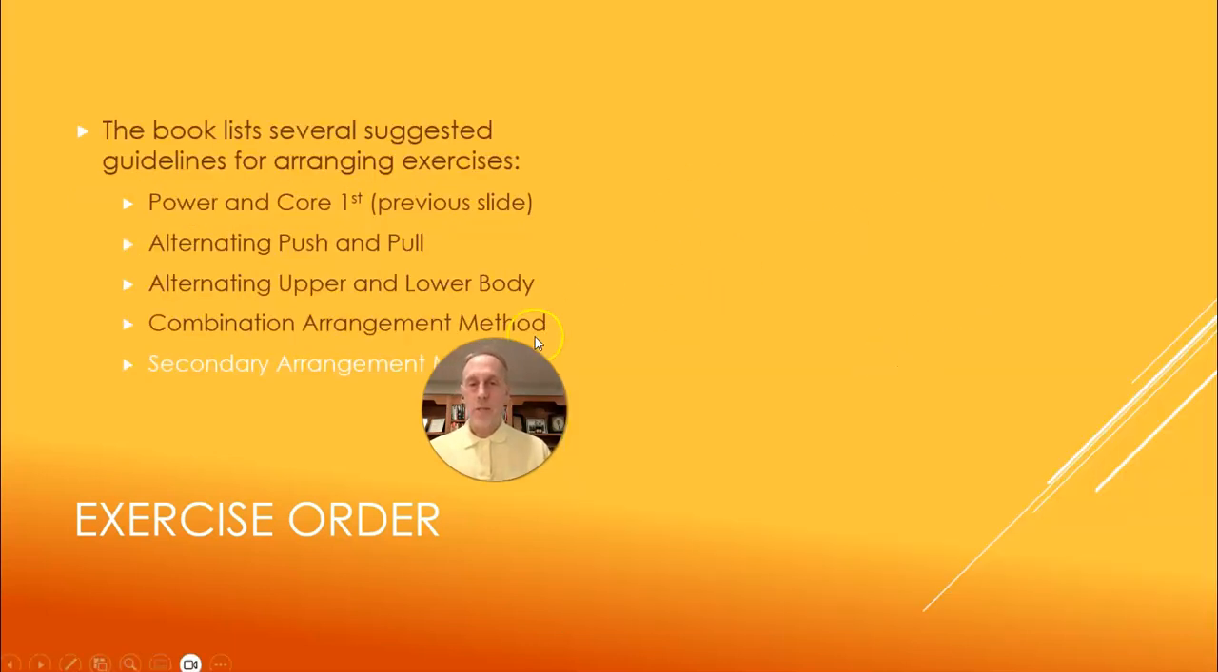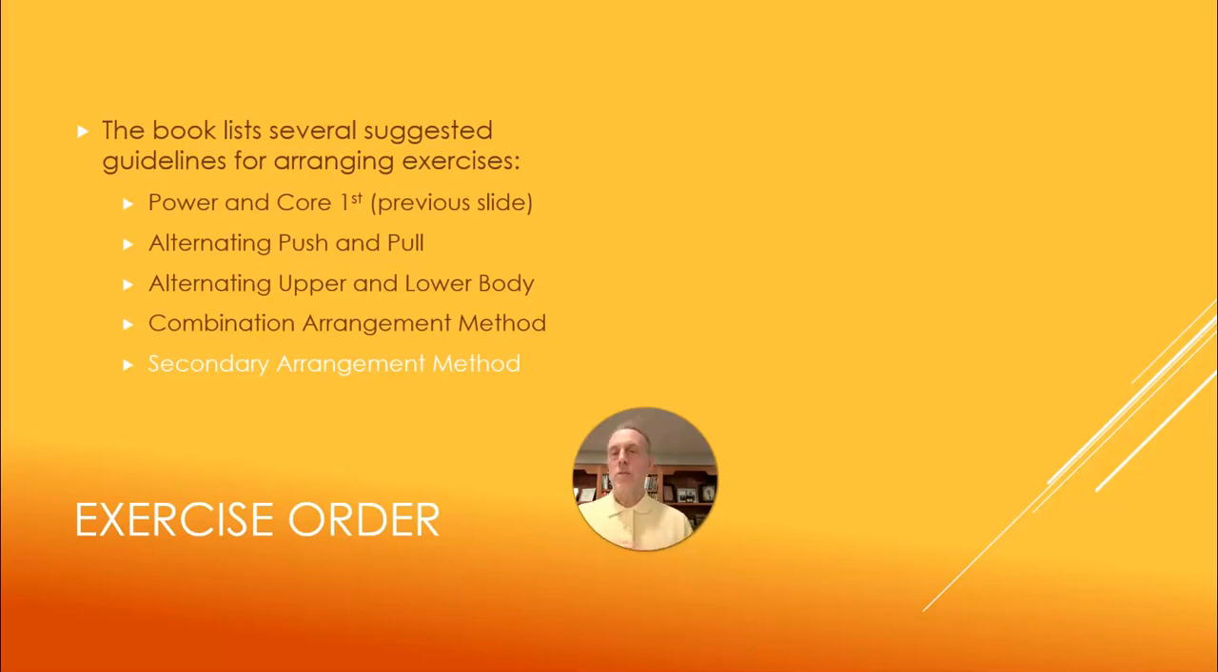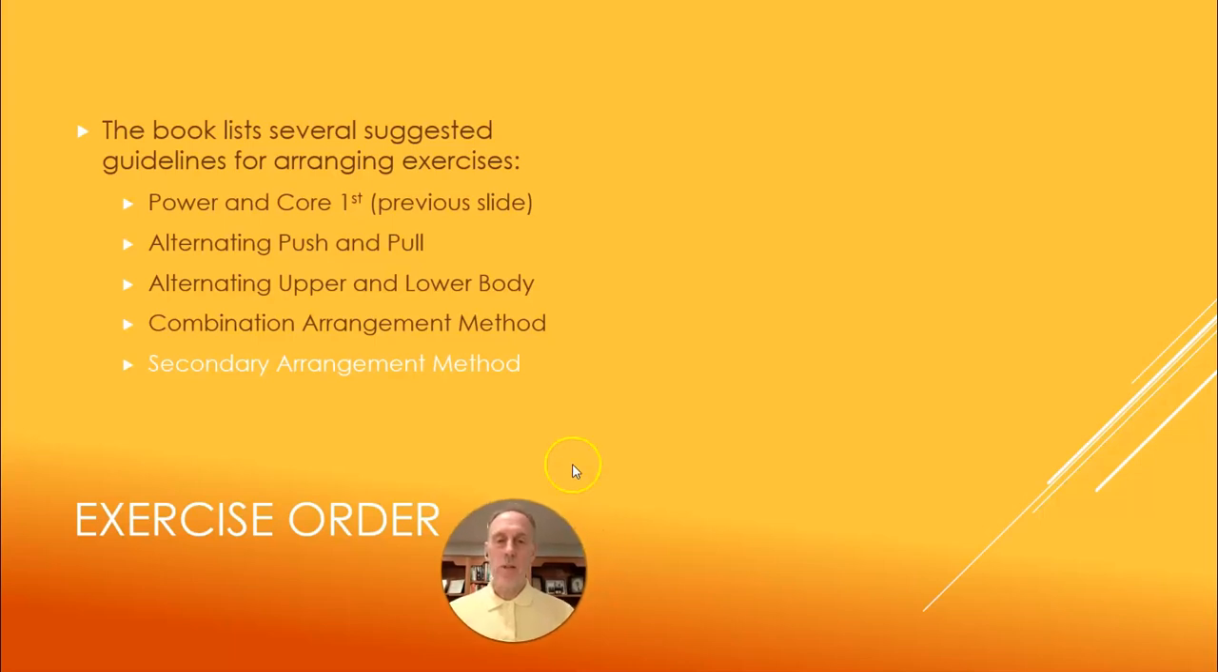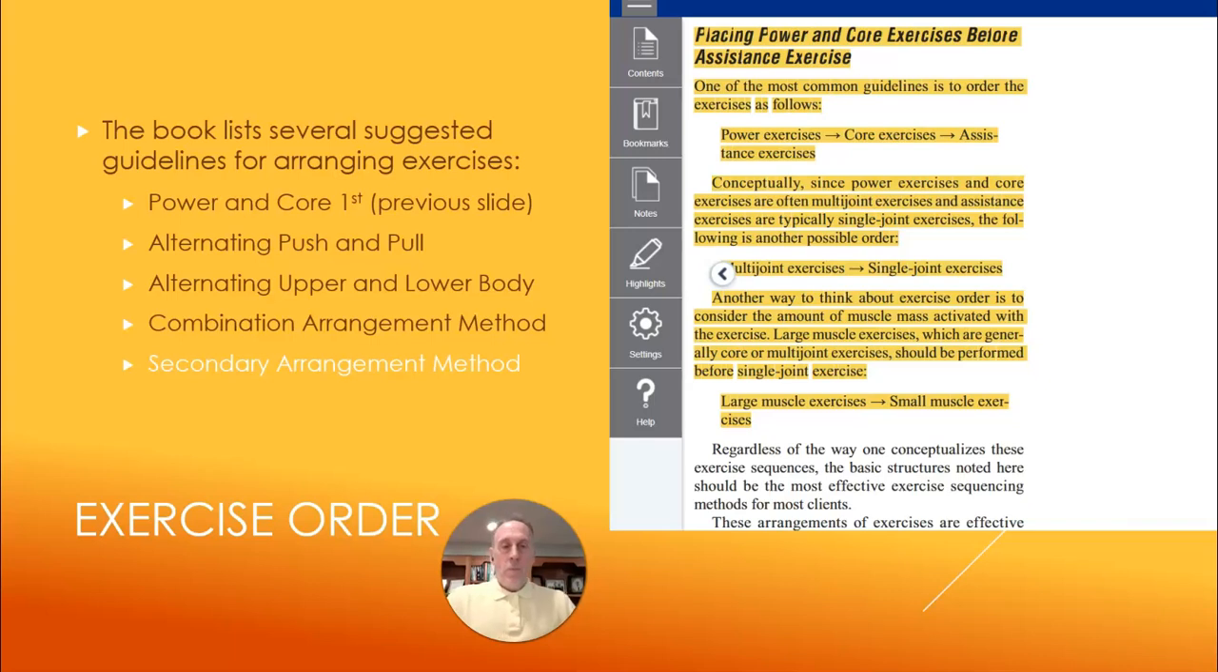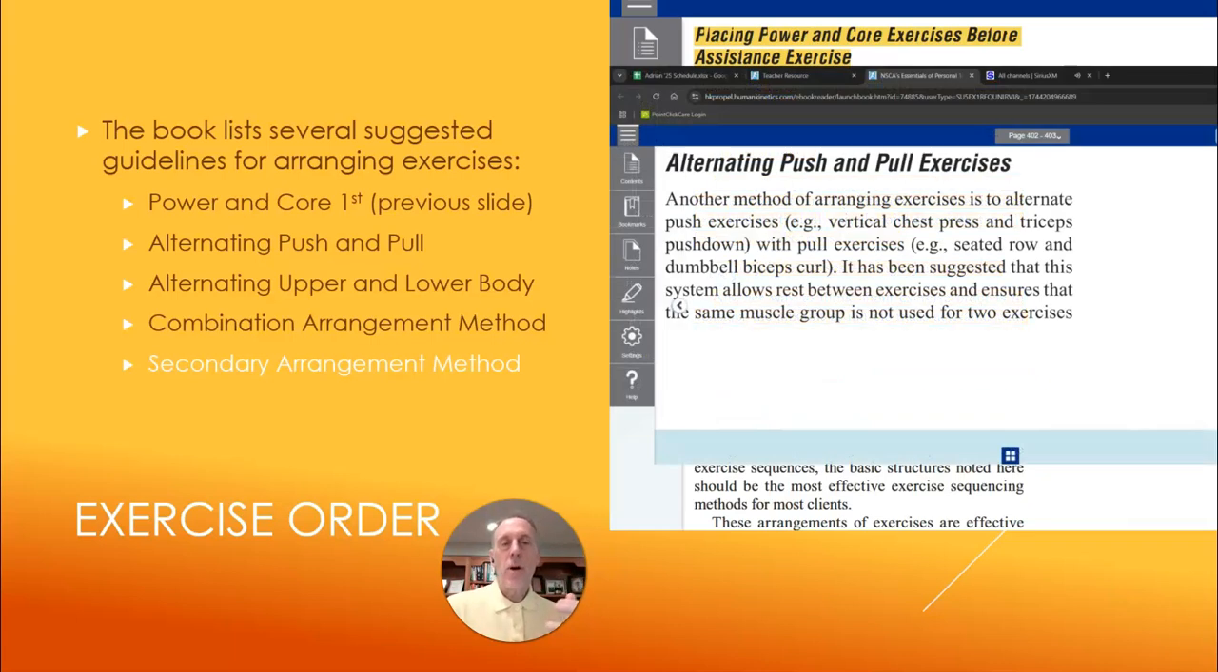All right, so let's get me out of the way here. Okay, so they list several guidelines for arranging exercises, power and core. That was on the previous slide. Push me, pull me, alternating upper body, lower body, combination method, and secondary arrangement method. So I'm going to jump in here. When you look at this, we talked about this in terms of power, multi-joint, large muscle group exercises to start. They talk about having a push me, pull me variation where perhaps you're doing a chest press, which is very push me, and triceps push down, which is a push me exercise, with a pull exercise, a seated row, and a dumbbell bicep curl.